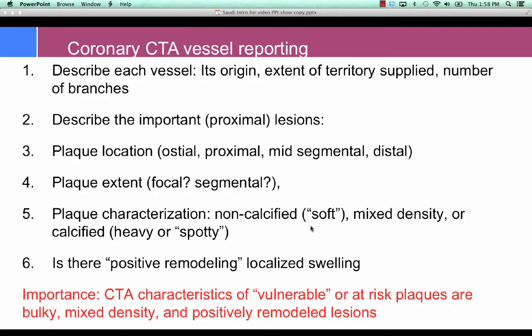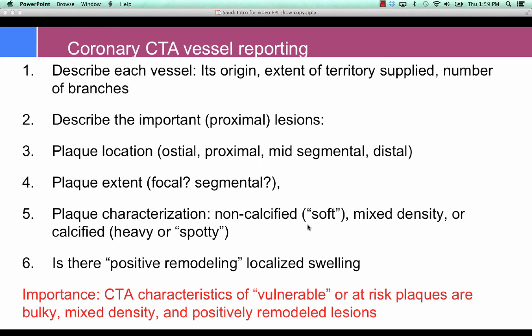The business of reporting is the most important part from your point of view, because you are going to be the ones communicating the significance of these findings. Your report should enable the recipient to visually see exactly what you're describing. Each vessel has an origin. It has a particular size, which may be normal or small or particularly large. And they will have branches. The lesions that are most important, of course, are the proximal lesions, and these should get the most of your attention.